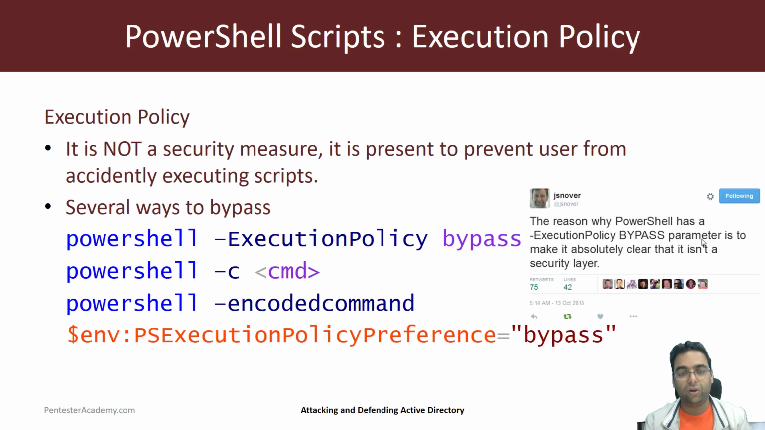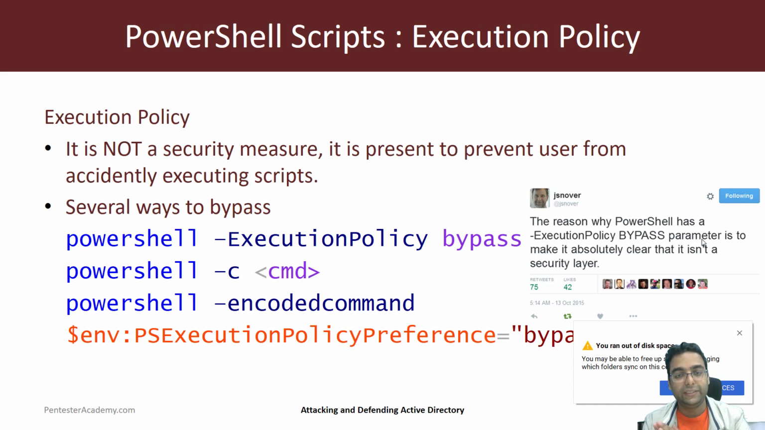Then there is something called execution policy when it comes to PowerShell. By default, when you try to run PowerShell scripts on a box, you may get an error that running scripts has been disabled on this machine. That is something which execution policy does. Please keep in mind that it is not a security measure. It is present on the machines to prevent users from accidentally executing scripts. At least that is what Microsoft says. There are several ways to bypass it, right? None of these require administrator privileges, right?